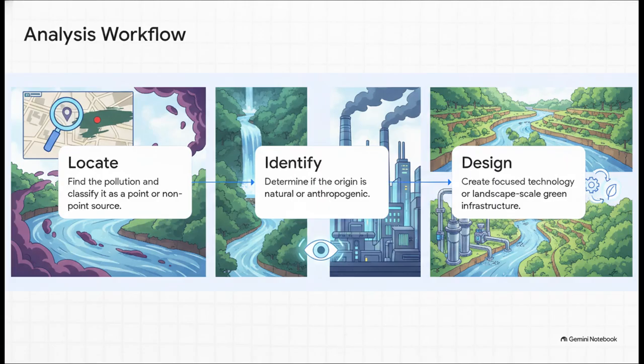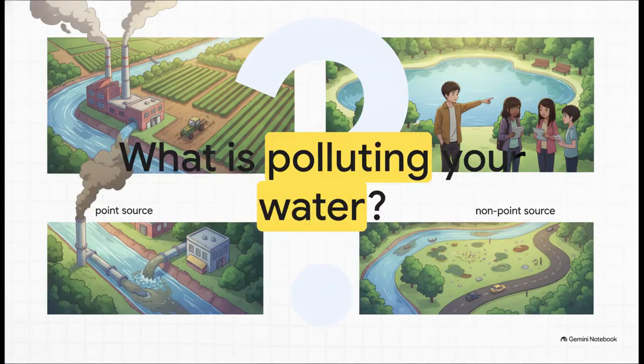Step 1, you locate the pollution and classify it as point or non-point. Step 2, you identify the origin to see if it's natural or anthropogenic. And finally, step 3. You use all that data to either design focused technology for the pipes or expansive green infrastructure for the landscapes. I want to leave you guys with a bit of a challenge today. Call it a homework assignment, if you will.